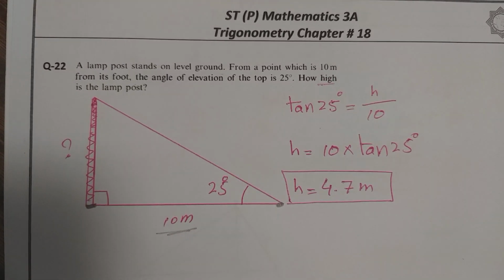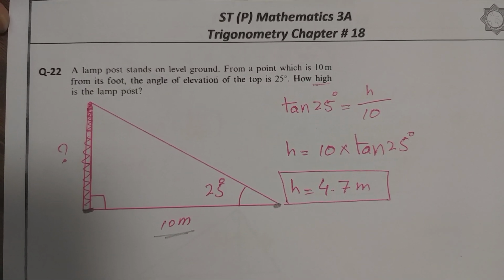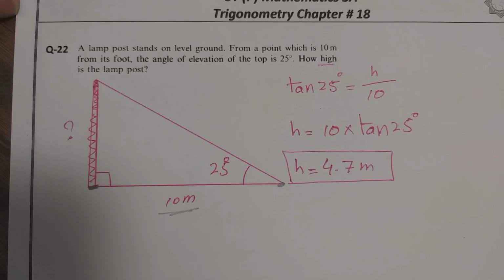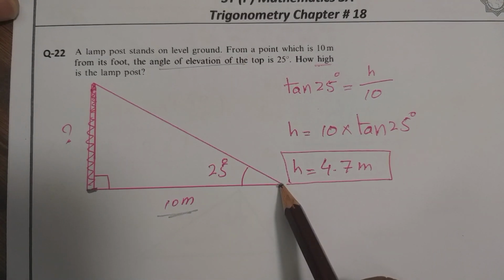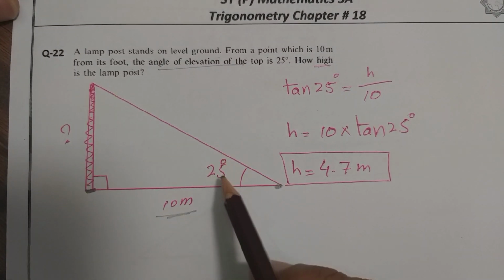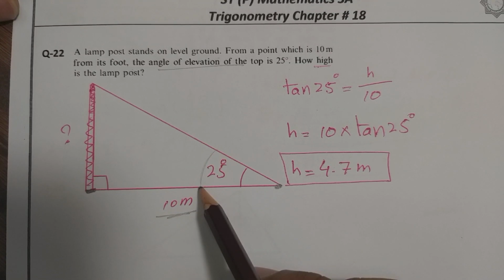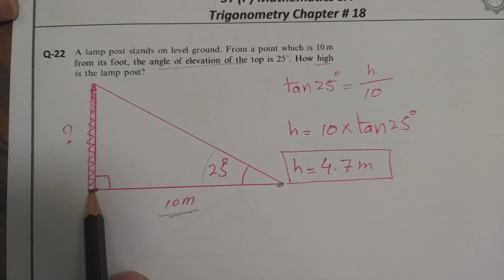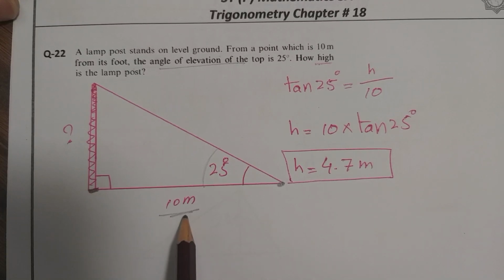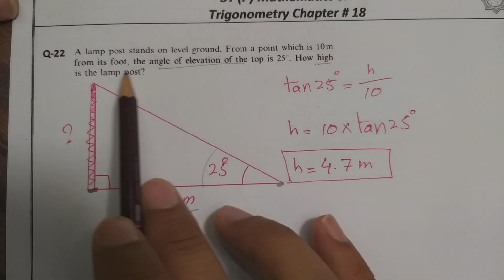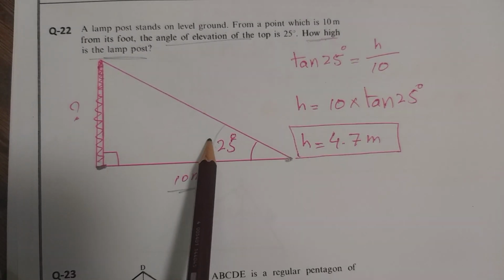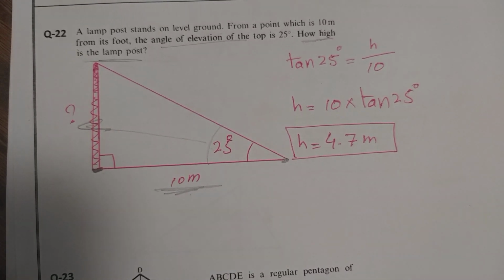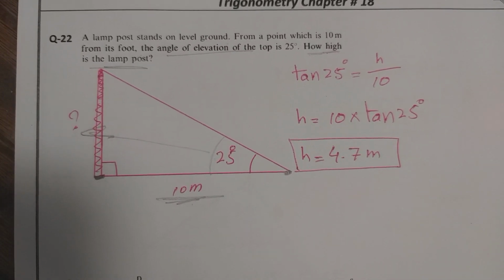It's the same question as we did on the previous pages, which I think is question number 11 and question number 13. We are given the angle of elevation. As the angle goes from down to upward, it becomes elevation, and we are given 25 degree, and the distance between the point and the lamp post is 10 meter. So we need to find the height of the lamp post. According to this, this is called the opposite, and this is called the adjacent. Again, opposite, adjacent, it becomes 10.